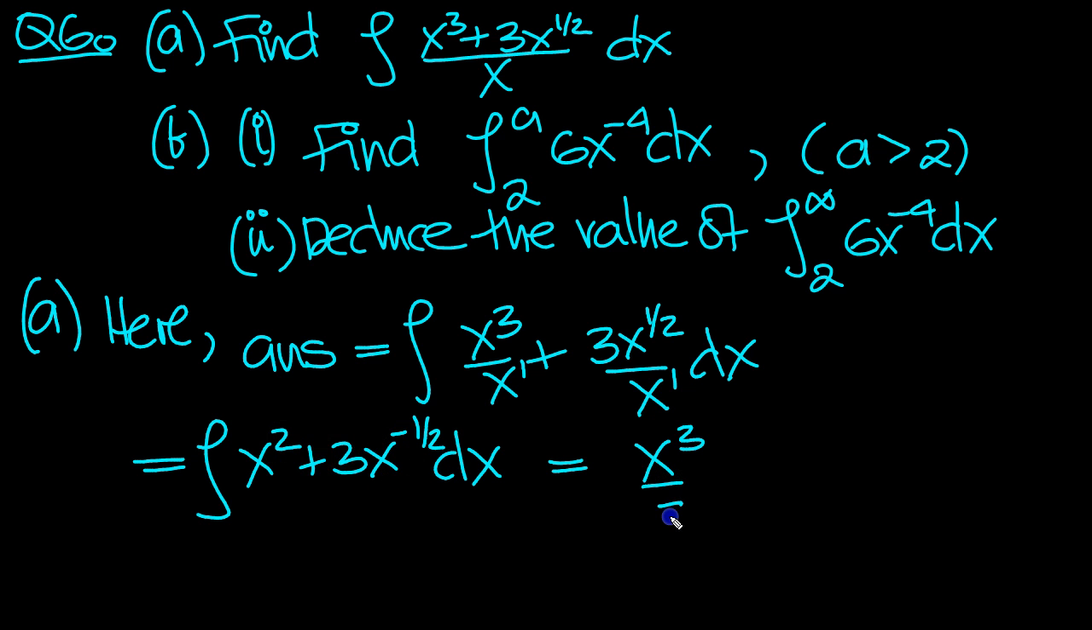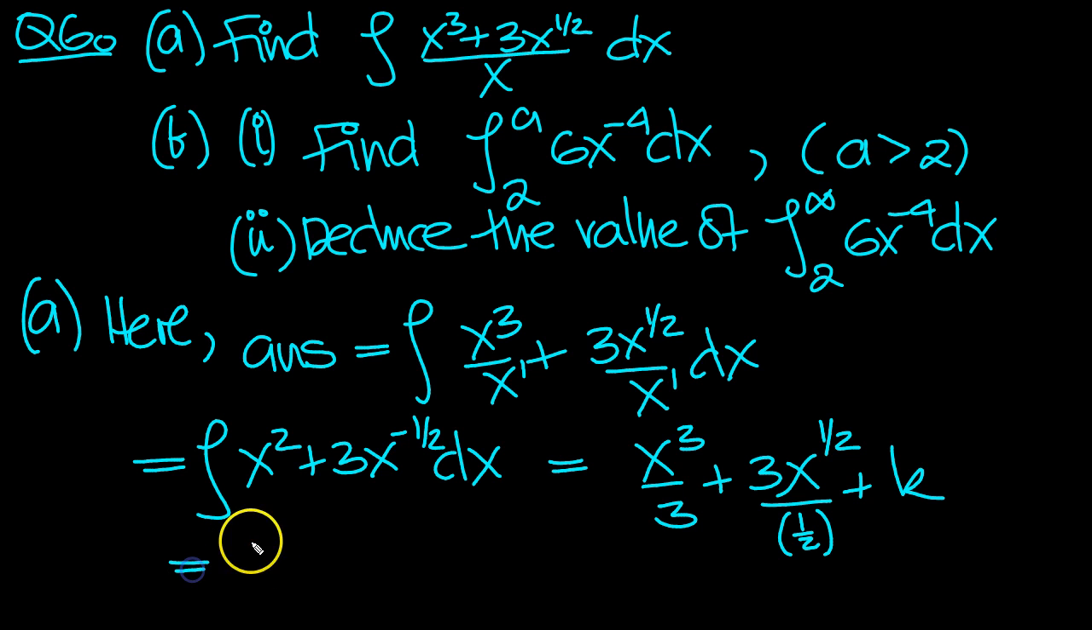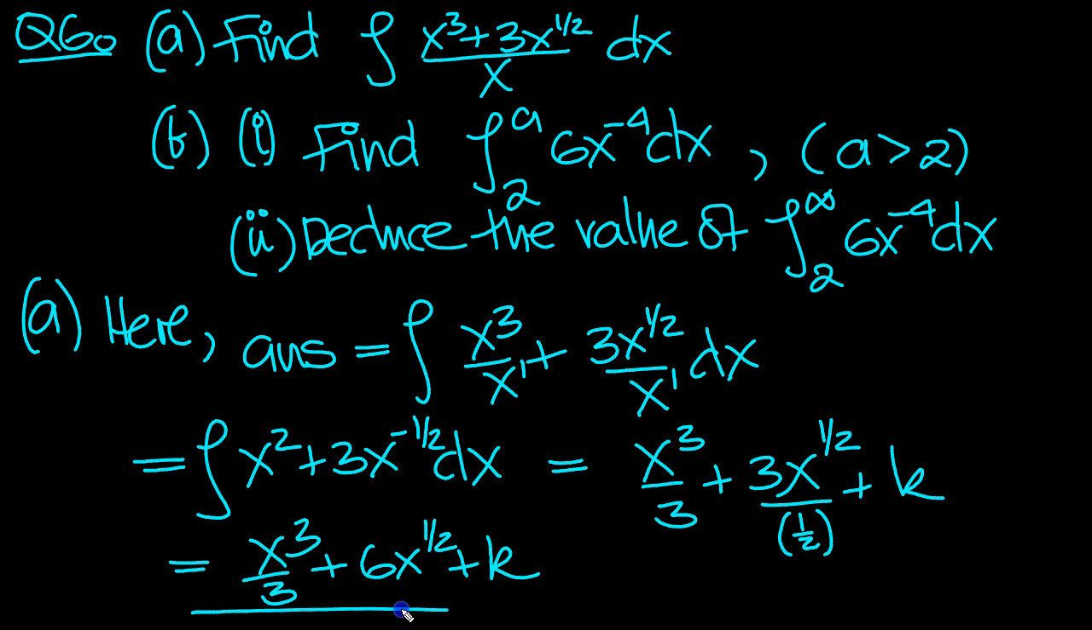Raised by 1, divide by that number, plus 3 lots of, raised by 1, so that's a half, divide by that number, divided by a half, is the same as multiplying by 2, of course, plus k, a constant of integration. So that's last line then, x cubed over 3, plus the 2 comes up to be with the 3 to make 6, x to the half, plus k.